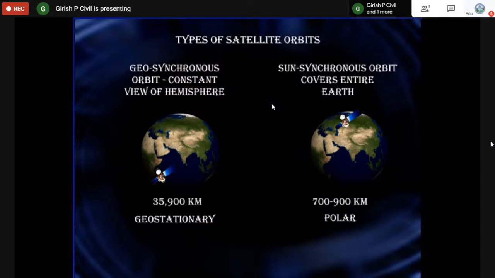The orbital path of that particular sensor system covers 700 to 900 kilometers in a polar orbital path. So repeatedly and frequently, we collect data through this polar orbital path, that is, the sun-synchronous orbital path. But in general, these are the two types of satellite orbits.